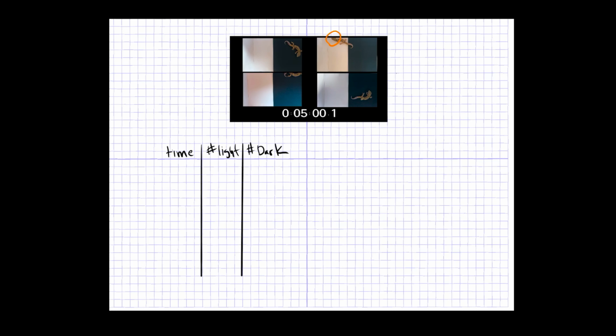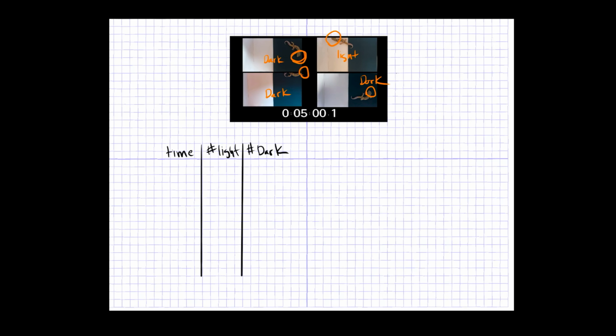So this gecko right here is on the light because its head is on the light. We'll just label this one light. This one is on the dark because its head is on the dark. This one's head is on the dark, even though it's off screen. And then this one's head is on the dark. So for this time point, we would write 3 dark and 1 light.